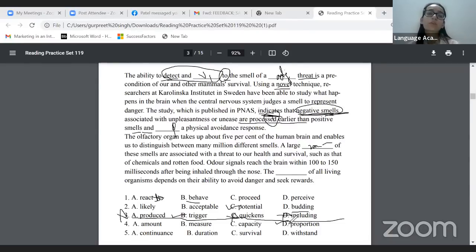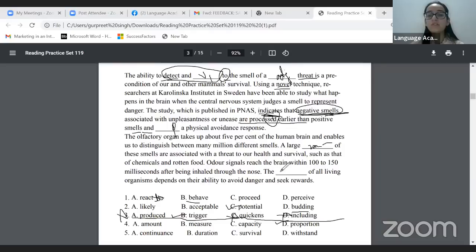Proportion can also be percentage. Proportion can also be how much smell is there. That is also proportion. So proportion does not mean that we actually have to quantify it in numbers. So out of the options, at least proportion is better. A large proportion of, and proportion can also be understood as a large part of, a large number of these smells are associated with a threat to our health and survival, such as of chemicals and rotten food.